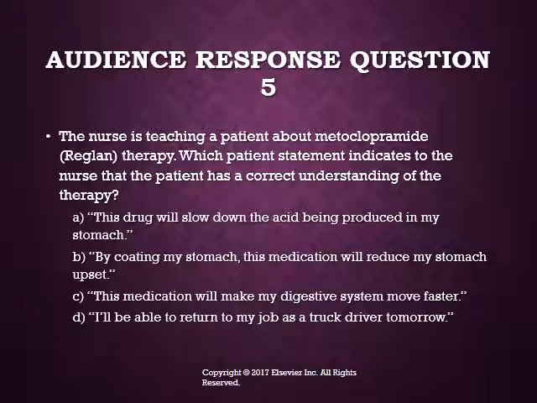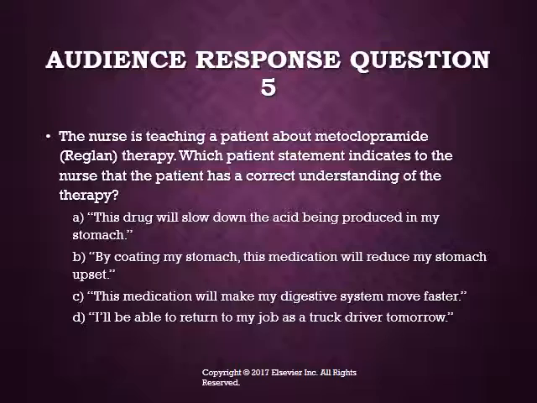The nurse is teaching a patient about metoclopramide or Reglan therapy. Which patient statement indicates to the nurse that the patient has a correct understanding of therapy? A. This drug will slow down the acid being produced in my stomach. B. By coating my stomach, this medication will reduce my stomach upset. C. This medication will make my digestive system move faster. Or D. I'll be able to return to my job as a truck driver tomorrow.